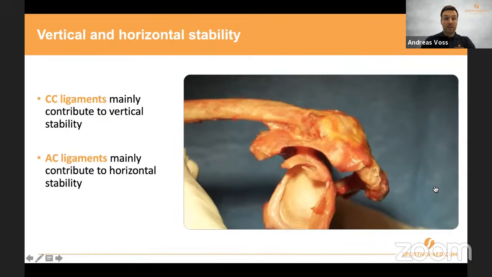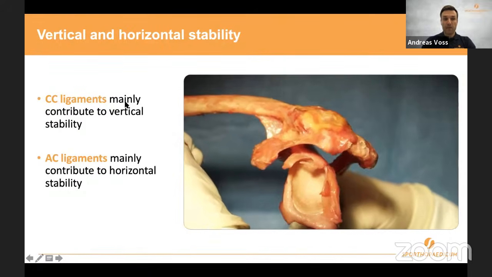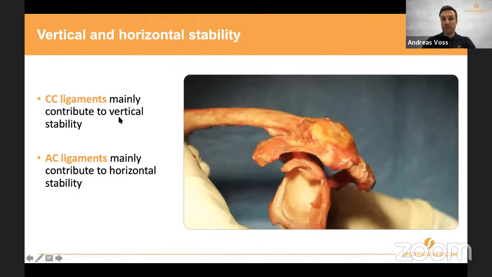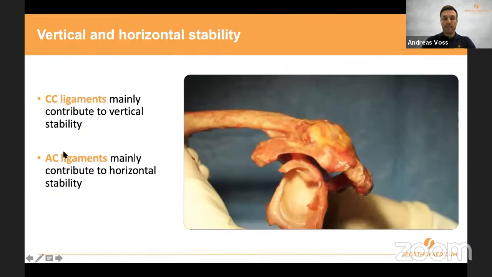We know we have the vertical and the horizontal stability of this joint. The CC ligaments mainly contribute to the vertical stability, as you can see here. You can see here the CC ligaments. And the AC ligaments mainly contribute to the horizontal stability.